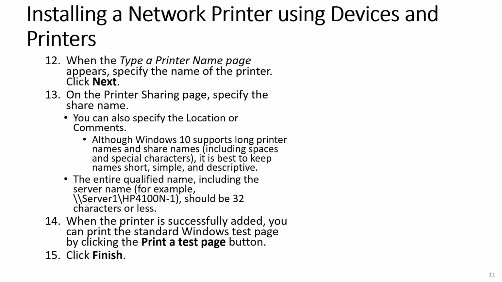When the Type of Printer Name page appears, specify the name of the printer. Click Next. On the Printer Sharing page, specify the share name. You can also specify the location or comments. Although Windows 10 supports long printer names and share names, including spaces and special characters, it is best to keep names short, simple, and descriptive. The entire qualified name, including the server name, should be 32 characters or less. When the printer is successfully added, you can print the standard Windows test page by clicking the Print a Test Page button. Click Finish.